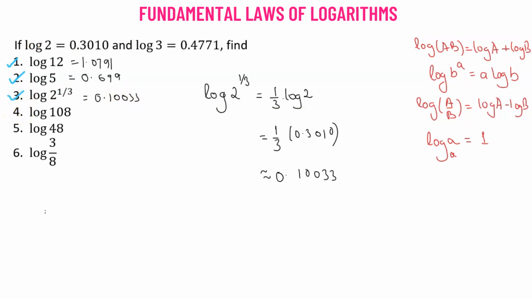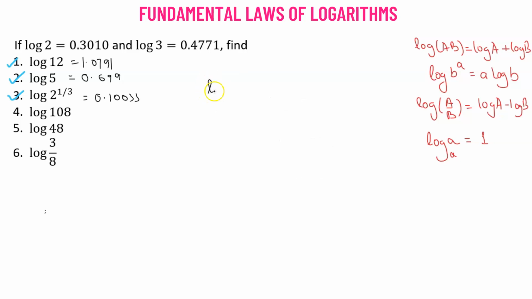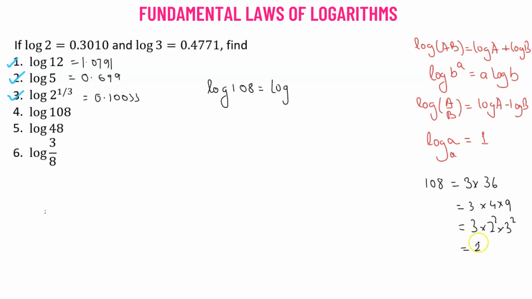Now let's move on to number 4, and we need to find the value of log of 108. So what we'll do is factorize 108. 108 is divisible by 3, so we have 3 times 36, and 36 is 4 times 9. Fine. So 4 can be written as 2 squared, and 9 as 3 squared. So this gives us 2 squared times 3 cubed. These are the factors of 108 that we have.